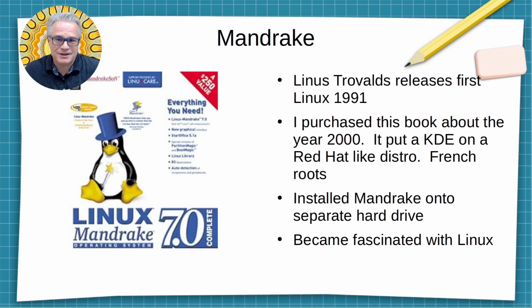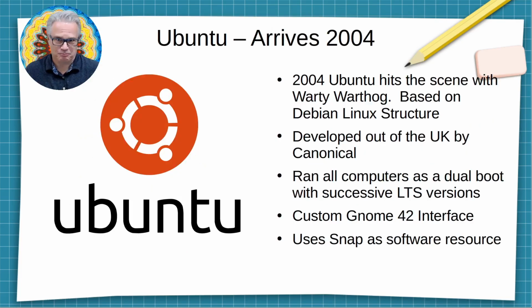So first, I purchased a book in 2000 for Manjaro Linux. Now Linus Torvalds released Linux in 1991, and I was in the mall one day and I saw this book and it was talking about Linux. I had an interest in computers and I didn't know what it was, and I picked it up. In the back cover there was a CD-ROM that installed Manjaro Linux. And this was kind of a version of Red Hat, but it had a KDE interface at the time. The distribution had French roots. I installed this onto a separate hard drive and created a dual boot machine, and I became fascinated with Linux.